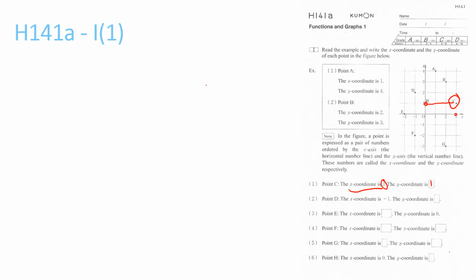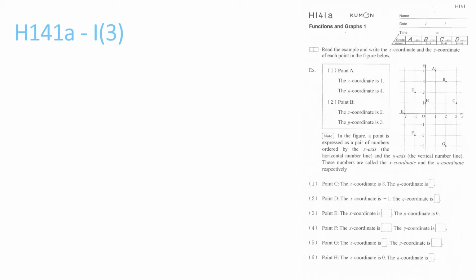Normally, you would write the x-coordinate first, and then the y-coordinate. It could also be written as 3, 1. Since the x comes first, that's the x, and that's the y. Point D, the x-coordinate is negative 1. So we find the x-coordinate negative 1, and since it's D, it's here. It's in line with 2. So we write 2.